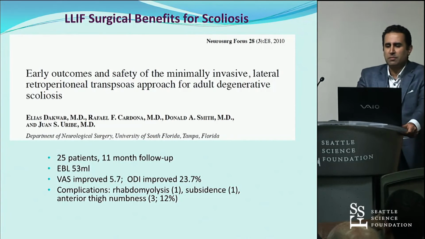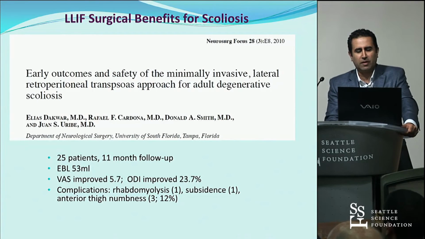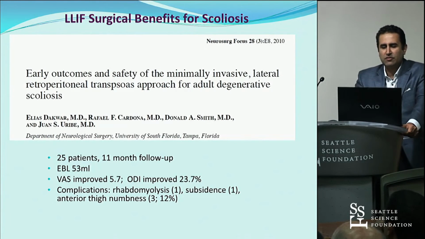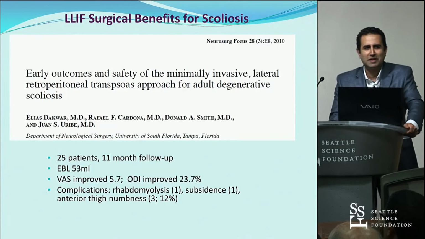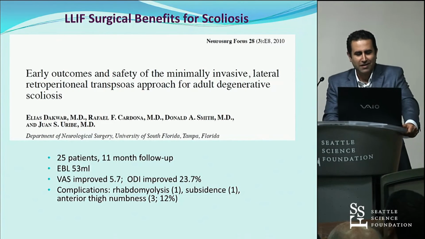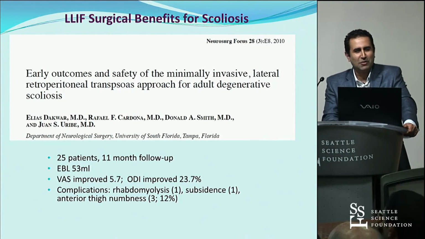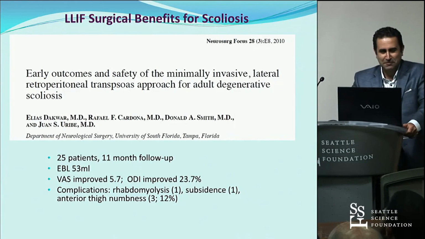So let's look at some data on this, and we'll get through this really quickly. Some of this is early data, but in Juan's early data, he demonstrated improvement in disability index and VAS scores. His anterior thigh numbness rate was 12%. I'll just remind him back at that time. But Juan, you were 12% at some point.